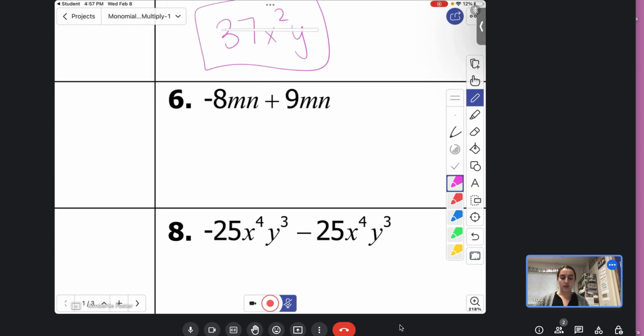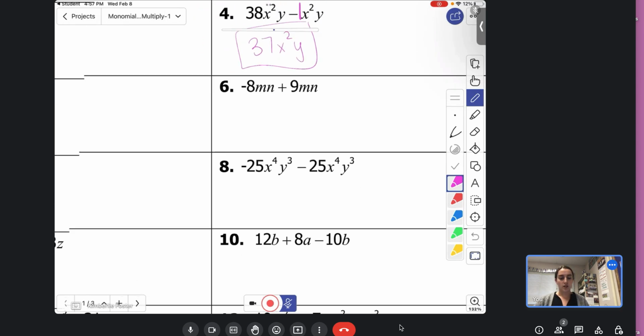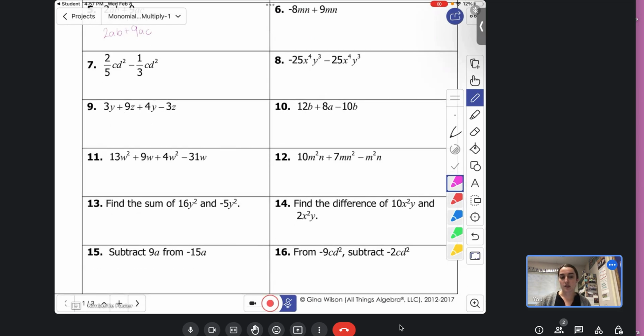Number 6, they both have M and N. So we would combine negative 8 and 9. Alrighty, let's take a look at some more. My videos can only be 15 minutes, so I'm not going to do all of these. Number 7, they are like terms, so have fun with that. Common denominator it. I don't really have time, and I don't really feel like it, to be honest.